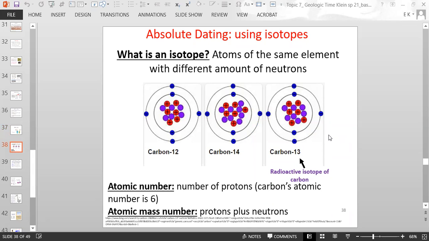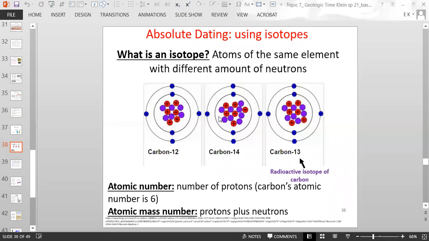So absolute dating requires the use of isotopes that are radioactive. So what is an isotope? Isotopes are atoms of the same element that have different amounts of neutrons. So you have carbon-12, carbon-14, and carbon-13. They all have the same number of protons, which is the atomic number, but then they have different numbers of neutrons. So their atomic mass number changes, which is the number of protons plus neutrons.